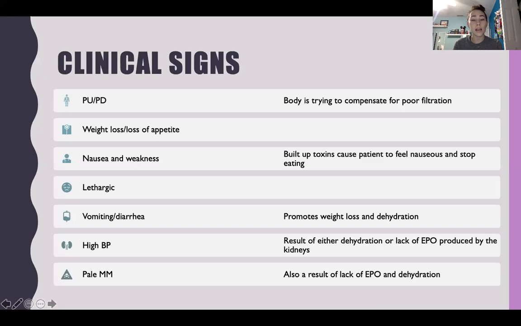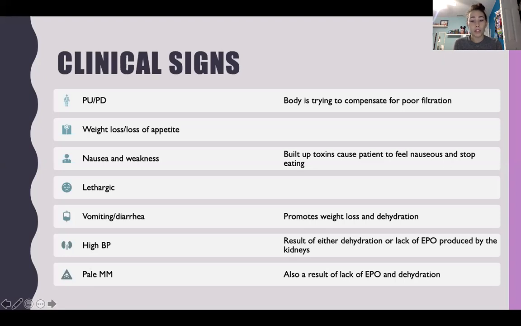Clinical signs, the most common is PUPD. That's due to the body trying to compensate for the poor filtration of the kidneys. You might also see weight loss, loss of appetite, nausea and weakness, or lethargy. That can be due to the buildup of toxins in the blood, causing the patient to feel nauseous and stop eating. Vomiting and diarrhea is also seen in these patients that promotes weight loss and dehydration.